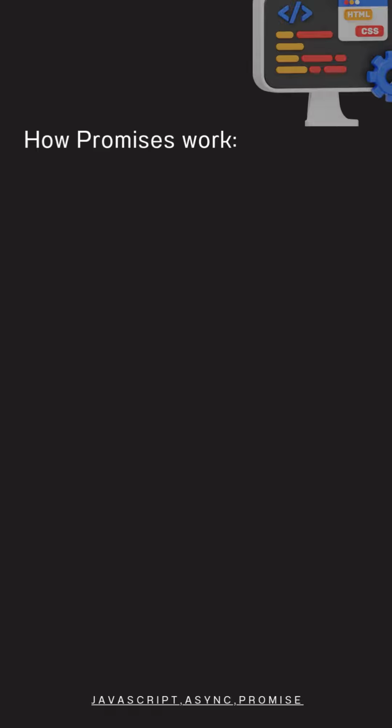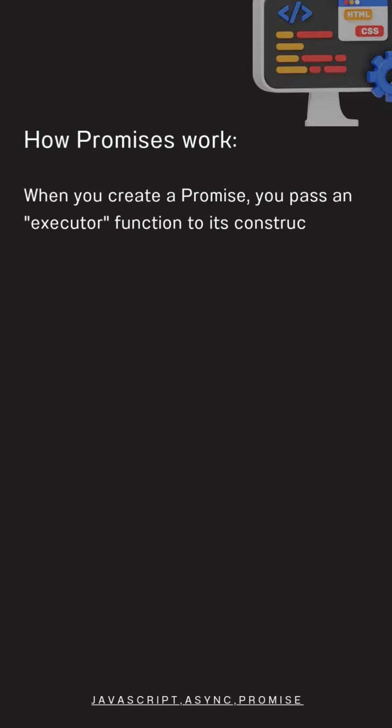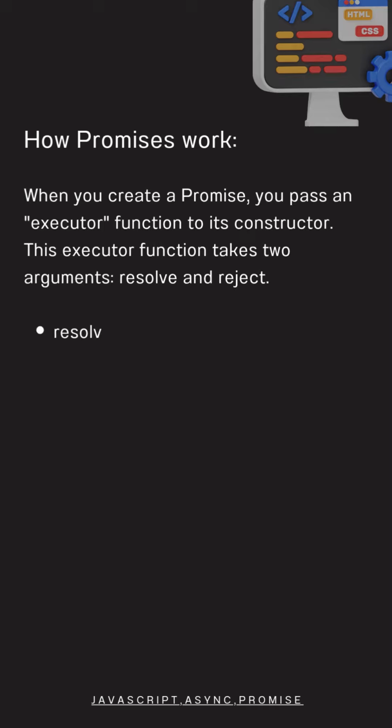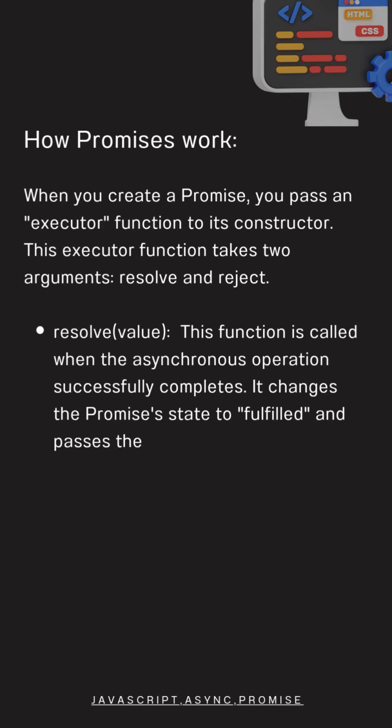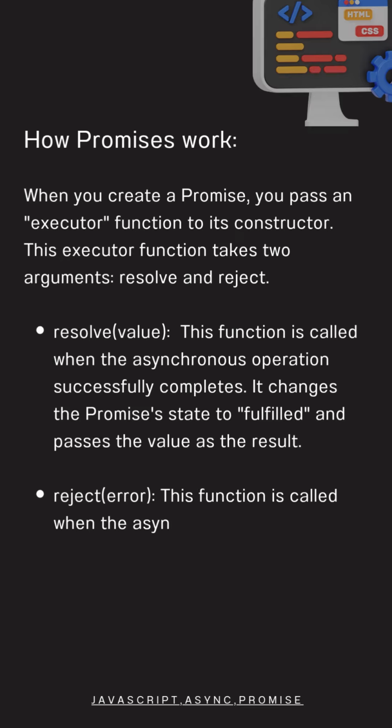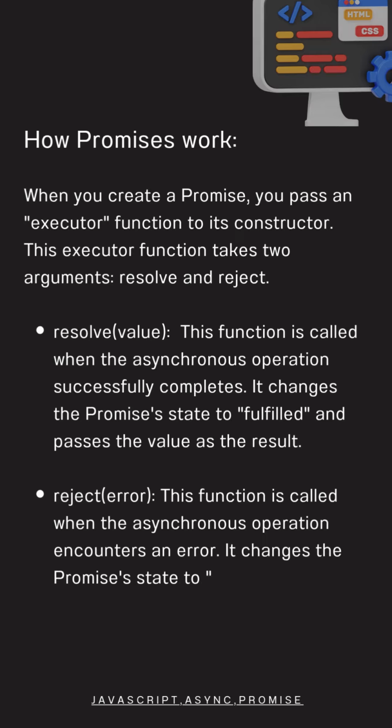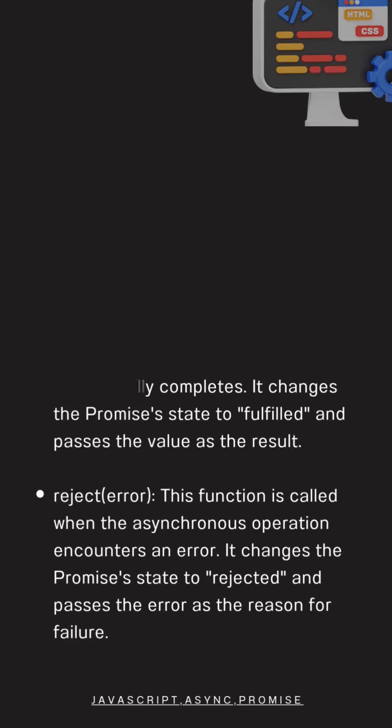How promises work. When you create a promise, you pass an executor function to its constructor. This executor function takes two arguments, resolve and reject. Resolve with value parameter. This function is called when the asynchronous operation successfully completes. It changes the promise's state to fulfilled and passes the value as the result. Reject with error parameter. This function is called when the asynchronous operation encounters an error. It changes the promise's state to rejected and passes the error as the reason for failure.